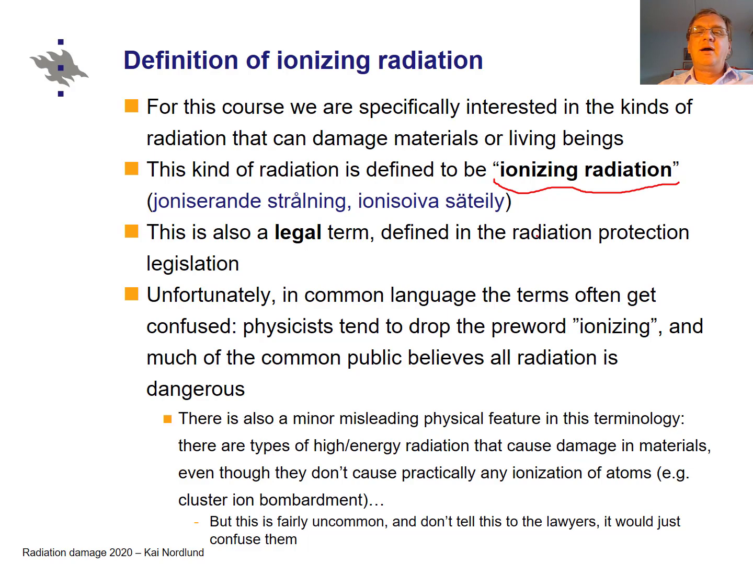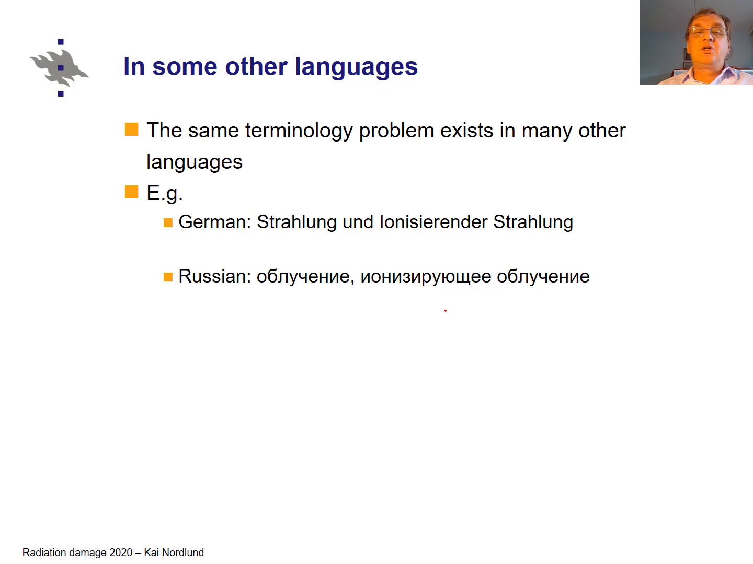Ionizing radiation is also a legal term: the radiation protection legislation in probably all countries uses this term. So you have to be a bit careful about terminology. This is the basic message here. We physicists, when we talk about radiation, quite often mean ionizing radiation. And this issue really exists in all languages. I gave the Finnish and Swedish translations earlier on. The German and Russian languages have the same issue.